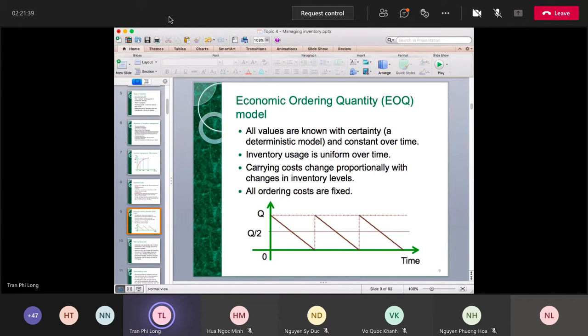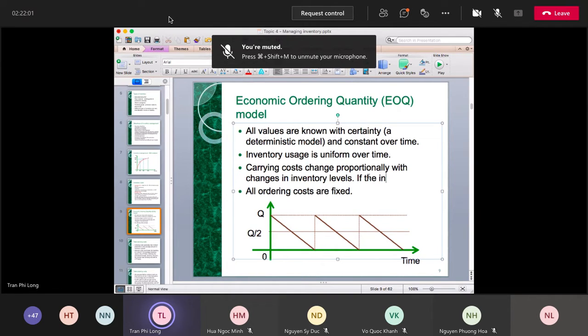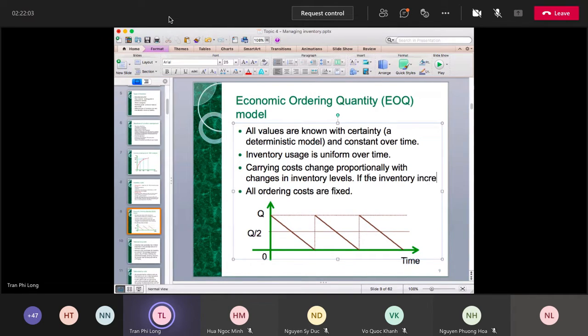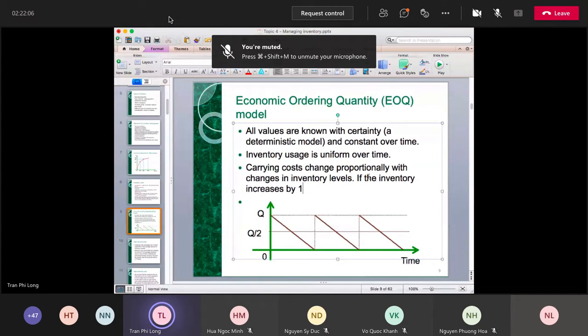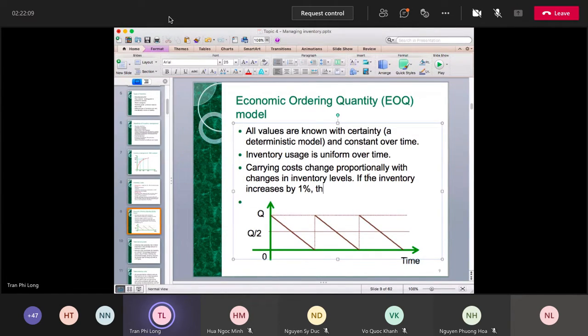And you will assume that the carrying cost will change proportionally with the change in the inventory level. What does it mean? It means that if your inventory level increased by 1%, the carrying cost also increased by 1%. If the inventory increases by 1%, the carrying cost also increases by 1%.